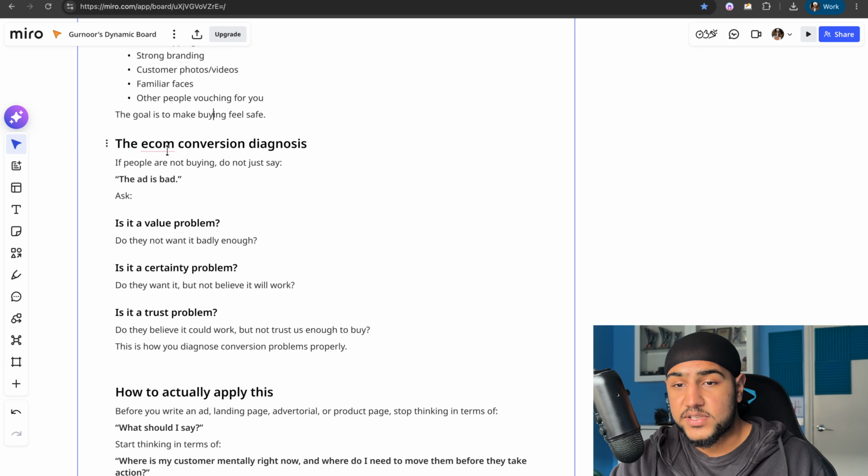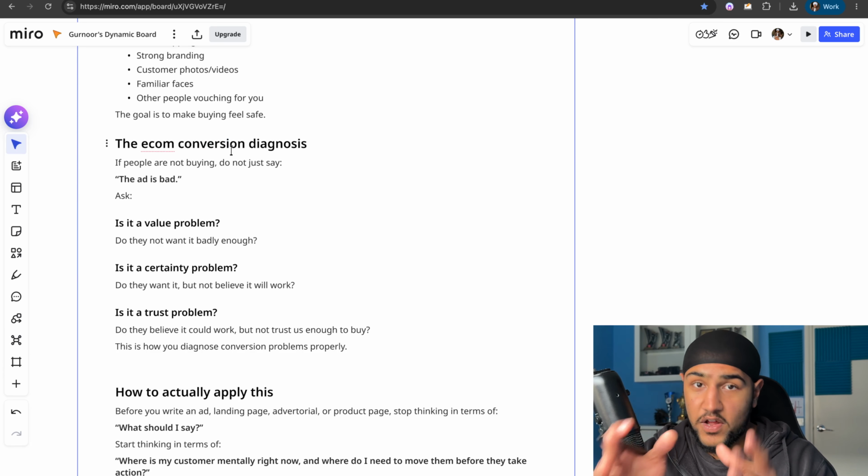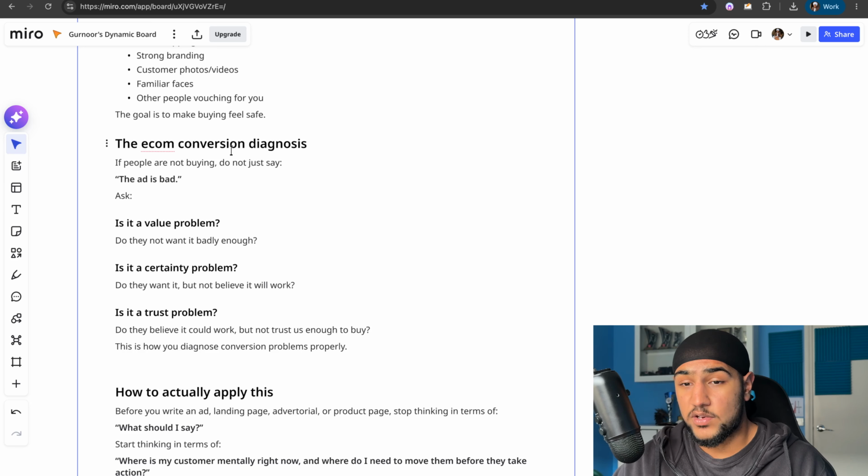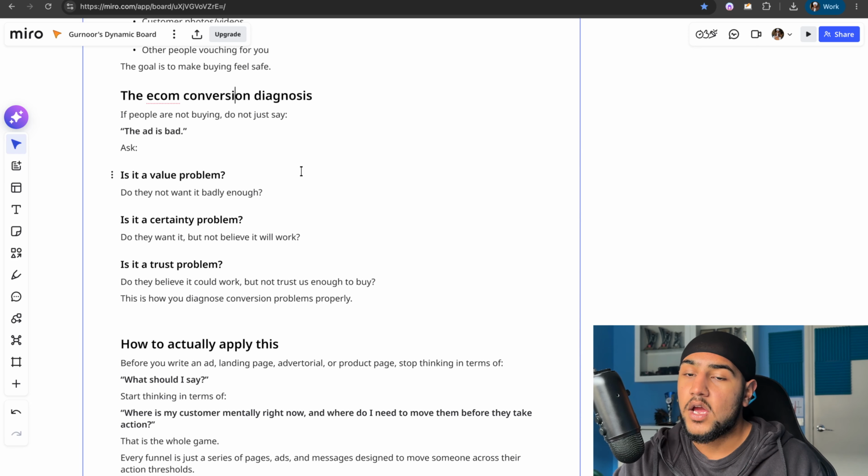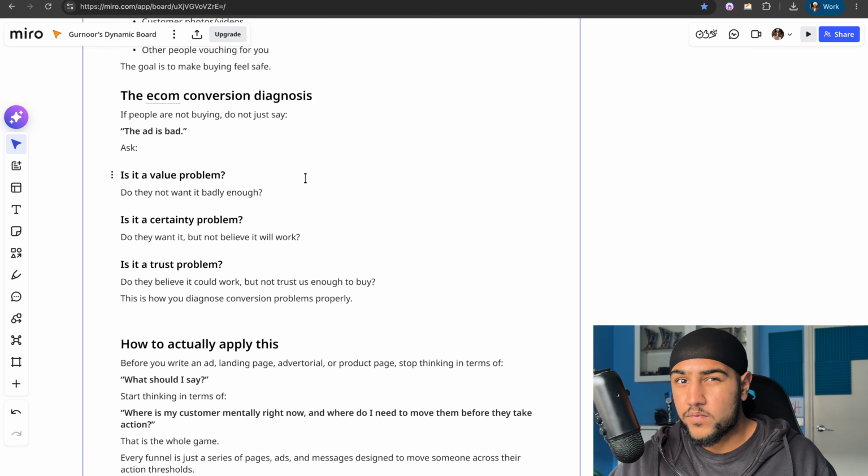So essentially, when you look at your funnel right now, you can start to do this little diagnosis. Basically, you can see, okay, if an ad's not working or if a landing page isn't working, what are we not really hitting? What is the threshold that's missing right now? Is the value not really there? Do these people not want it badly enough? Do they want it, but they just don't believe that it'll actually work? Or is it a trust problem? Do they believe it could work, but not trust us enough when buying?